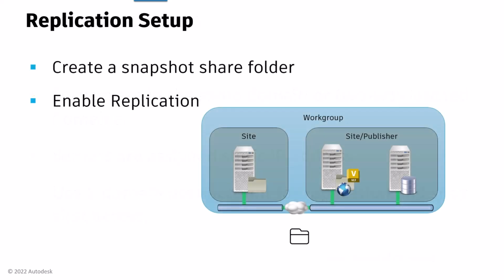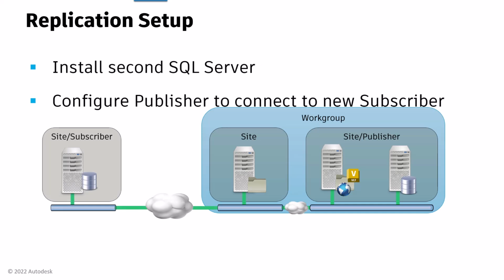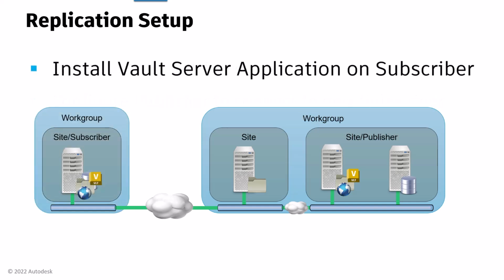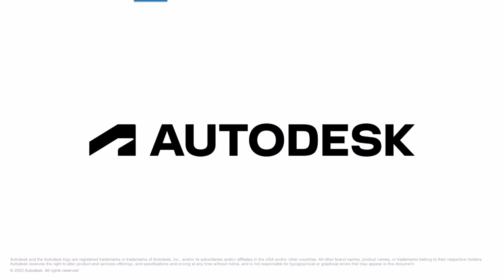Replication Setup. Create a snapshot shared folder. Enable replication. Install a second SQL server. Then configure the publisher to connect to the new subscriber. Install Vault Server application on the subscriber. And that was a quick overview of Autodesk Vault's Connected Workgroup.